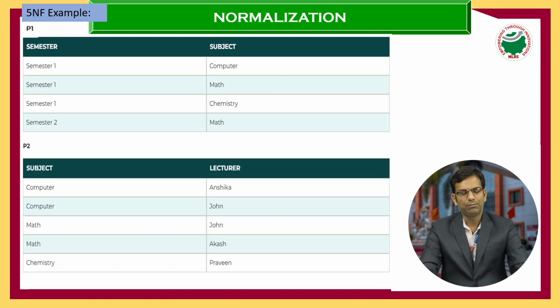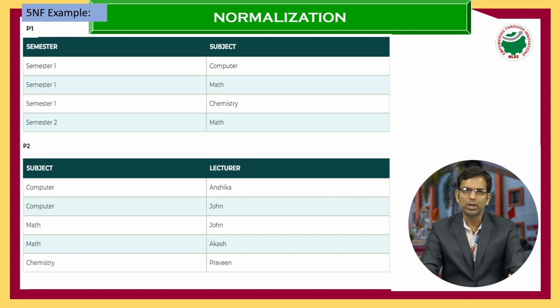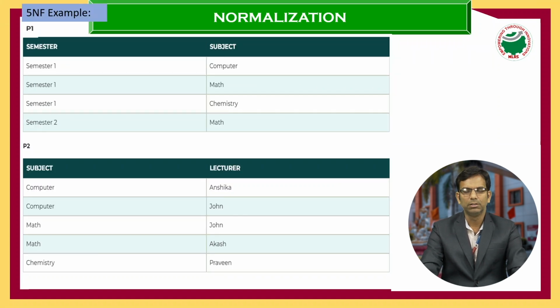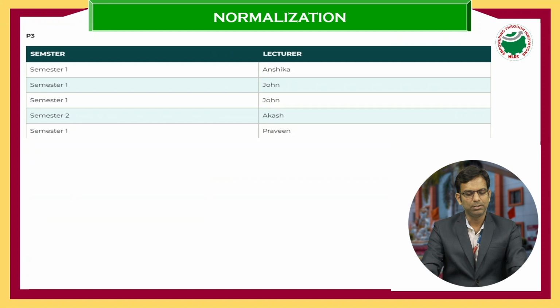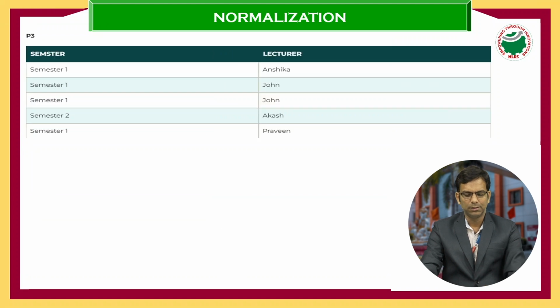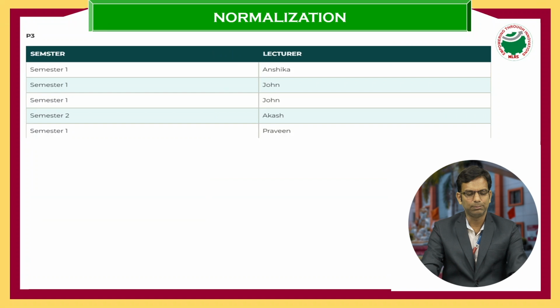Now you see, I have divided the same table. The table is one, but I broke it down into three pieces: P1, P2 and P3. In the P1 table, you can see on the screen, I have selected semester and subject. P2 table, subject and lecturer. P3 table, semester and lecturer. The first entity of the P1 table and the second entity of the P2 table are used in the third table, P3.